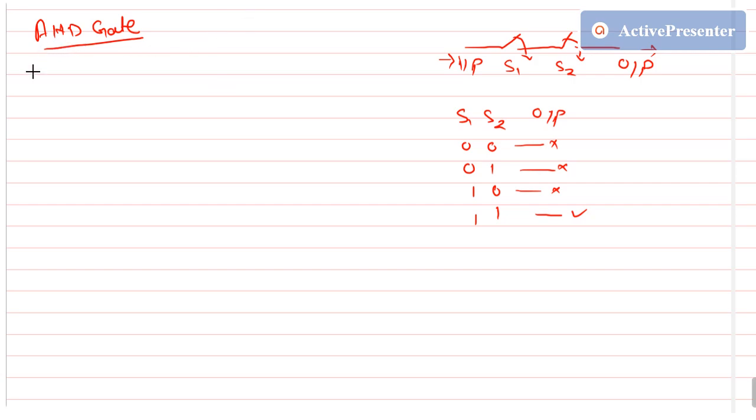So while implementing as a gate, what will be the symbol of the AND gate? The symbol is like this. So these are two inputs and there is one output. In the OR gate it was the plus operator, whereas in your AND gate it is a dot, or you simply write AB, a multiplication. Multiplication is represented as the AND gate in logic gates. So I'll write this operation. This operation means AND.